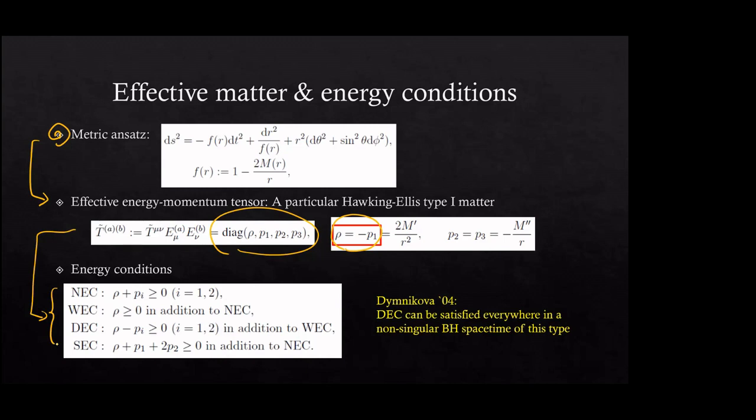And the important fact is that there is a result by Dymnikova that the dominant energy condition can be satisfied everywhere in this type of non-singular black hole space-times. But of course, there is the singularity theorem. So how can we avoid the singularity theorem? Let us see.